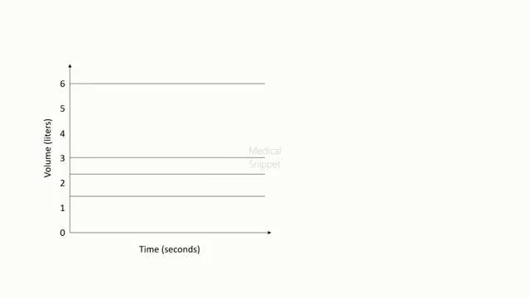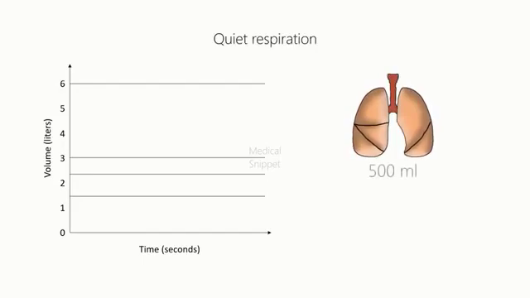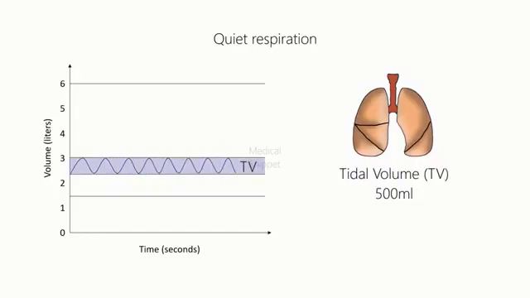First we will see what happens during a quiet respiration. A normal person inhales 500 ml of air during inspiration and exhales 500 ml during expiration. Now let's see the graph. Inspiration, expiration, inspiration, expiration, inspiration, expiration, and this goes on. So the air which is inspired during a quiet inspiration is called the tidal volume, which is equal to 500 ml.